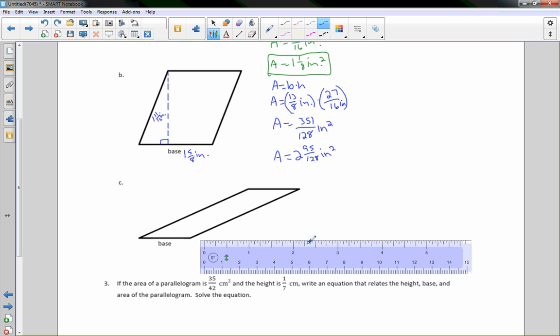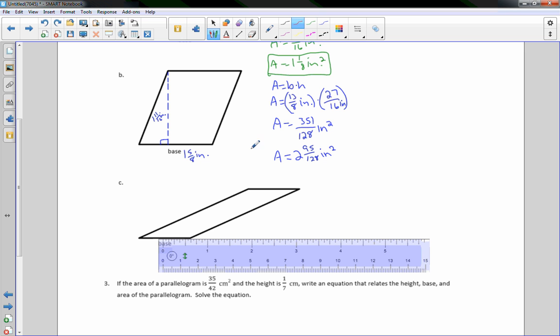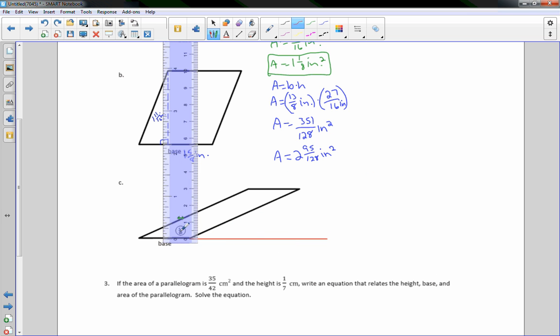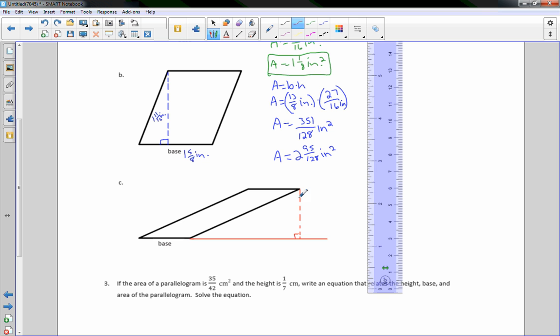Okay, now this is a rectangle pushed way over, so this is a parallelogram. This base is parallel to the top, and this left side is parallel to the right side. So what I need to do in this problem is line up my ruler here with the base and extend my base out like so, rotate 90 degrees, so it says 90 here. Bring my ruler over here and draw a perpendicular line down to my base, showing that it is 90 degrees. So there is my height right here.